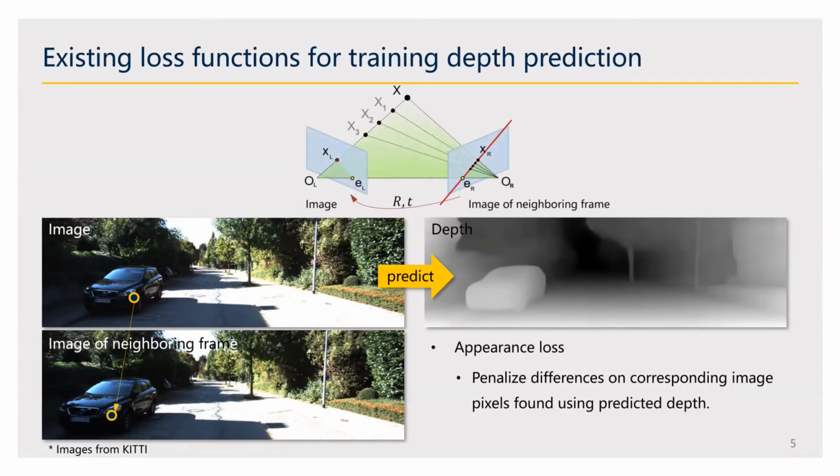The mechanism can be explained by this figure, which shows two image frames. For each pixel location in the left frame, the possible pixel location of the corresponding 3D points in the right frame forms a line. If the depth is given, the pixel location in the right frame can be determined. The appearance loss supervises the depth by minimizing the difference of the corresponding pixel values.